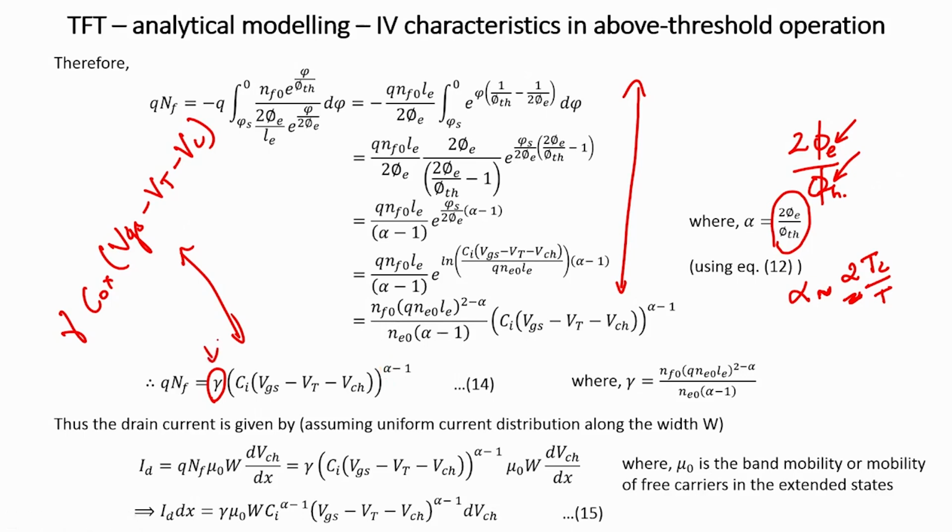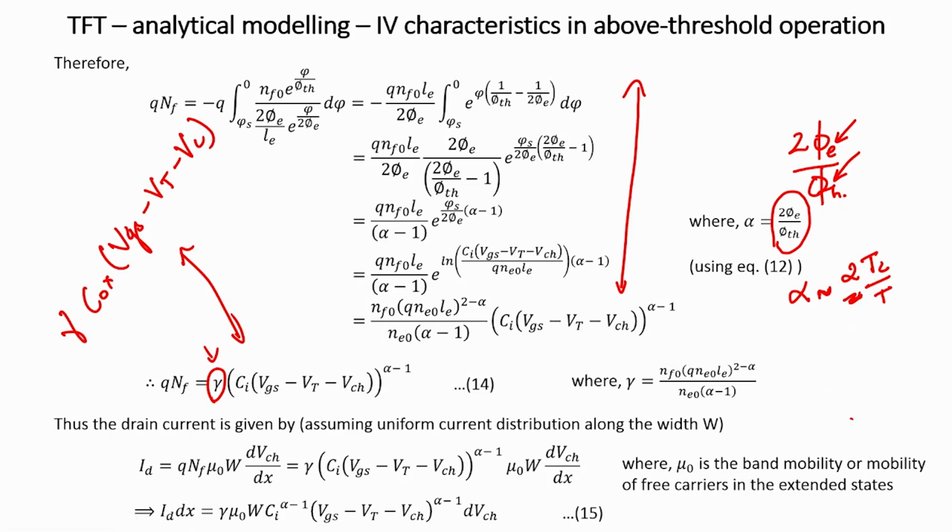And what is gamma? Gamma is defined by this particular term. The key point here is that gamma defines the number of carriers in the free states divided by the total effective number of carriers, which in some sense includes the carriers in the trap states plus the carriers in the free states. Therefore, gamma is an indicator of this ratio of the free state carrier concentration by the total carrier concentration.